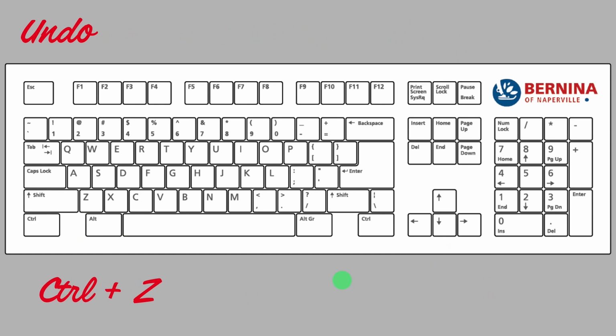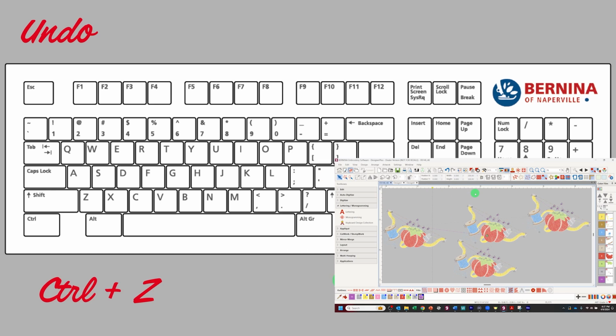Undo is pretty simple. If you do something you don't like, hold down Control and select Z.